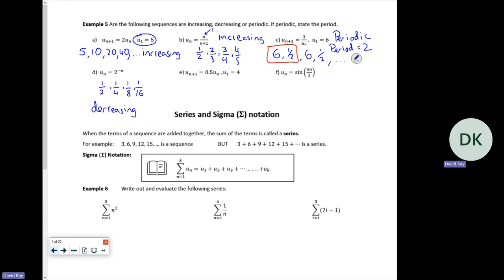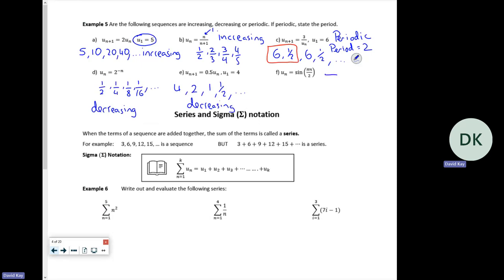Right, so let's have a look at E then. So I'm given U1, U1 is 4. And then U2 is a half of U1, so that's 2. U3 is a half of U2, so that's 1, and then a half. So you're happy that that one will also be decreasing. So we've had 2 increasing, 2 decreasing, and 1 periodic. What do we reckon the next one's going to be?